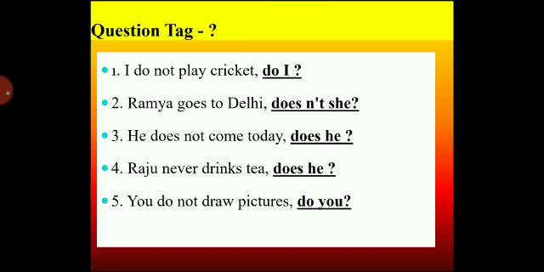Don't think that there must be a not in the sentence. Never drinks tea: it is a negative sentence, never gives a negative meaning. So you have to think that the sentence is negative, and you should give a positive tag: does he? You don't draw pictures, do you? Like this, you have to think about each and every sentence and give your answer. You have to be very careful. You have to learn, and you have to be very smart to understand each and every sentence.